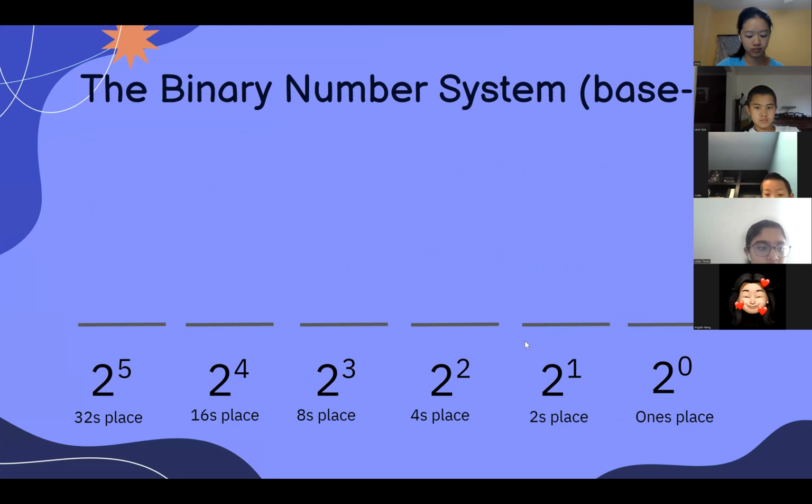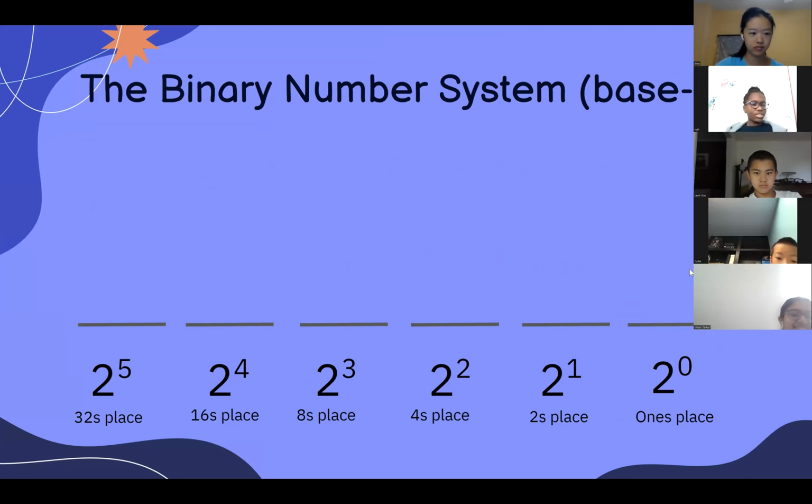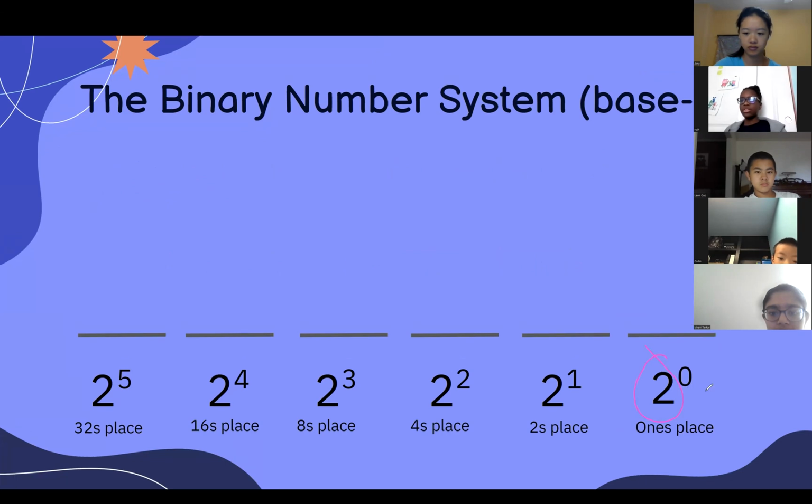Okay, so this is the binary number system. Instead of using 10 as a base, this one uses 2 as a base, and it follows the same pattern, where the first place is 2 to the 0th power, the next is 2 to the first power, and then 2 to the second power. For base 2, what digits would you use? You would use 0 and 1, because if you put a 2, it would overflow and go to the next digit over.